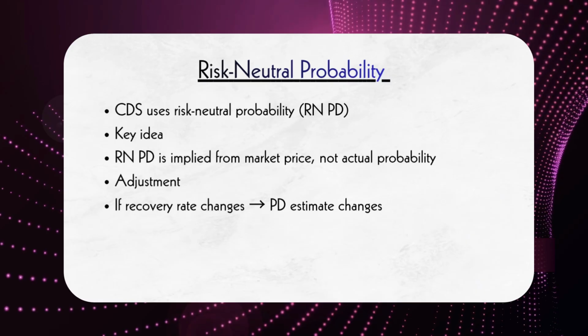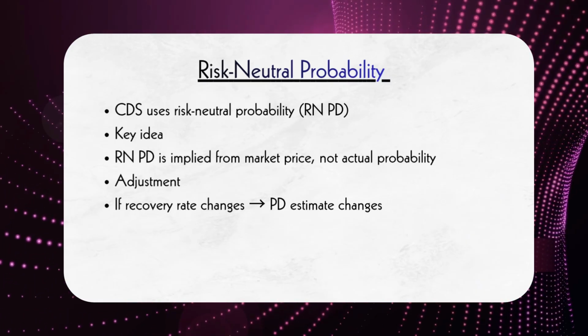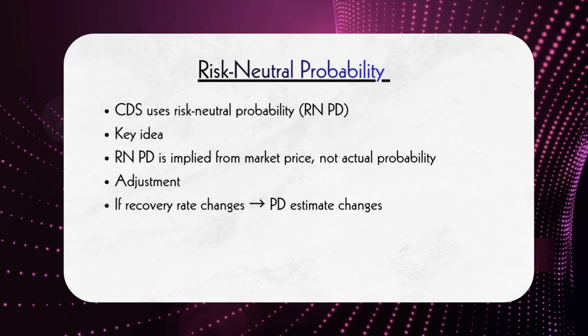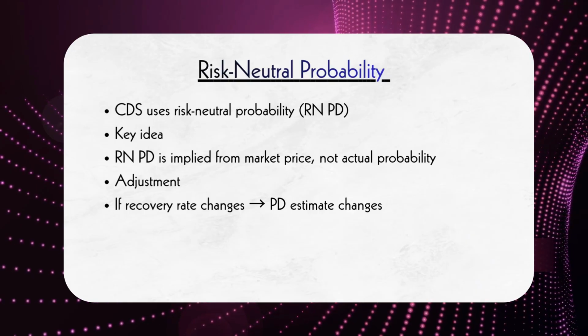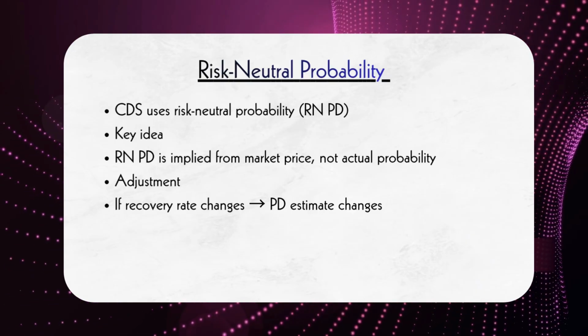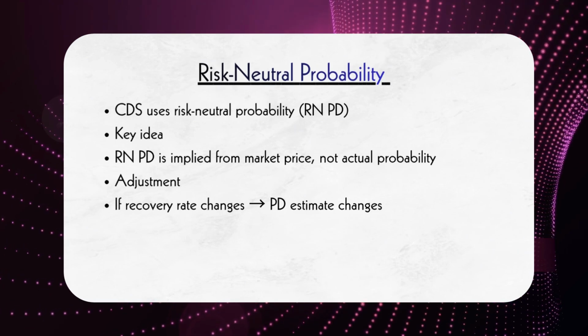But here is a subtle and very important point. The probabilities we use in CDS pricing are not actual real-world probabilities. They are risk-neutral probabilities, which are derived from market prices. These probabilities are adjusted to reflect risk preferences, and they ensure that no arbitrage opportunities exist in the market.